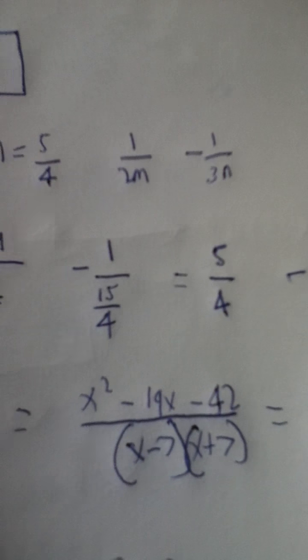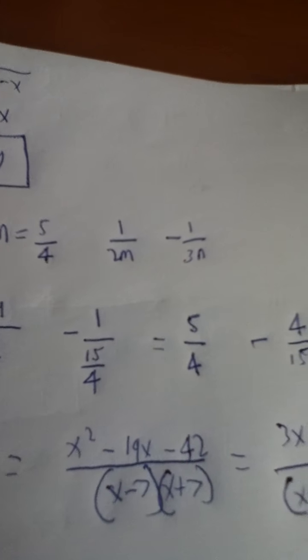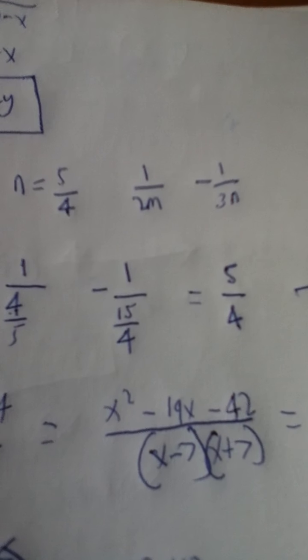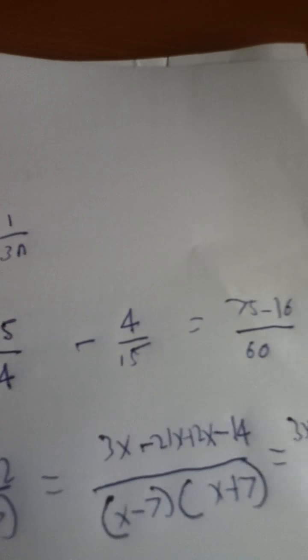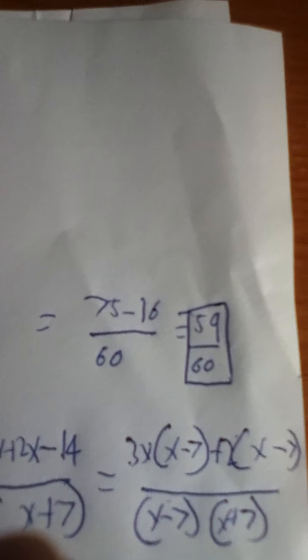So it's equal to 1 over 4 fifths, which is the same as 5 fourths, and 1 over 15 over 4 is the same as 4 fifteenths. Then you get 75 minus 16 over 60, and the final answer is 59 over 60.